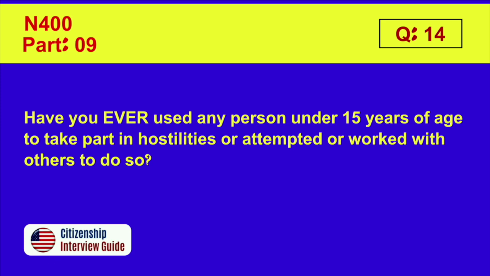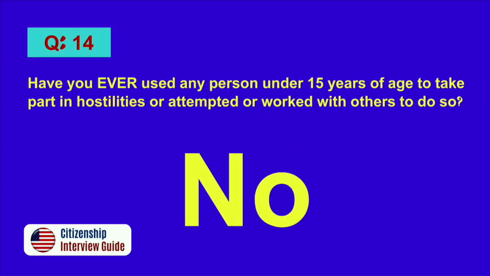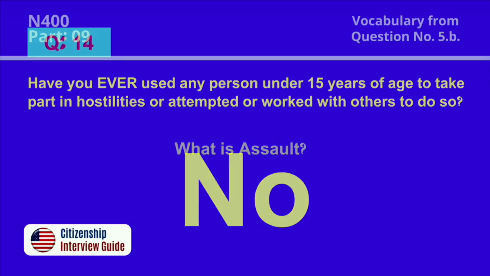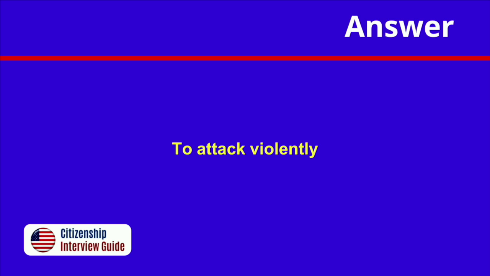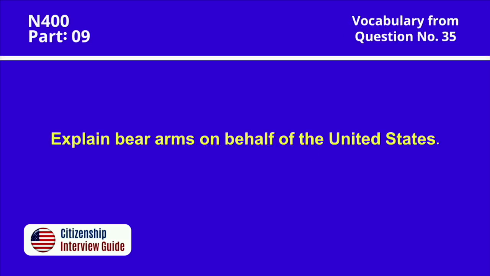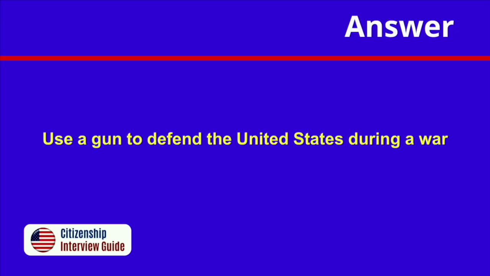Have you ever used any person under 15 years of age to take part in hostilities, or attempted, or worked with others to do so? No. What is assault? To attack violently. Explain, bear arms on behalf of the United States. Use a gun to defend the United States during a war.